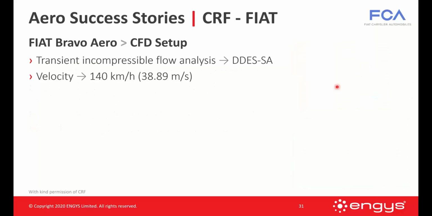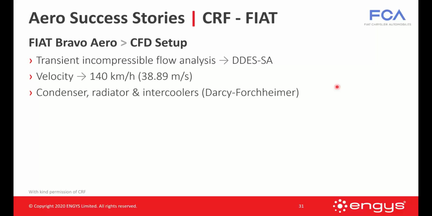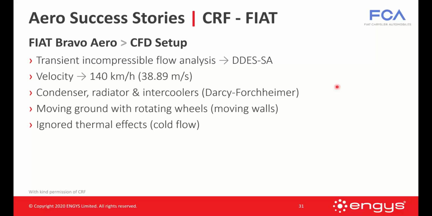For the CFD setup, it's transient incompressible flow using DES, Spalart-Allmaras again. Same velocity, 140 kilometers per hour. The condenser, radiator, and intercoolers use the Darcy-Forchheimer porosity model. The moving ground with rotating wheels, again, similar boundary conditions to the Volvo best practice or the Volvo benchmark. And again, we're using cold flow.